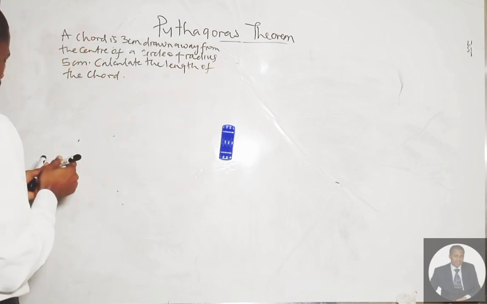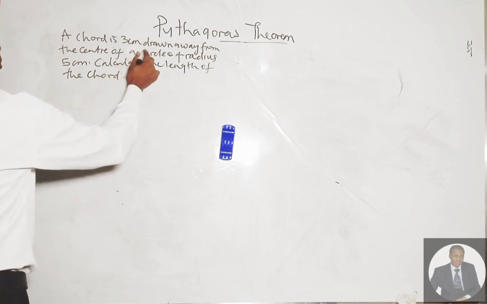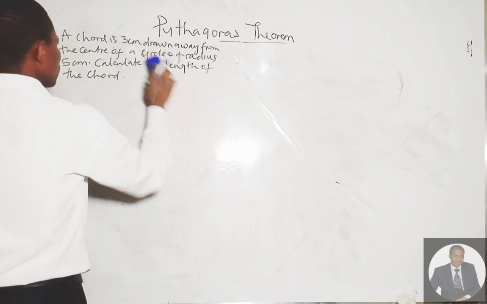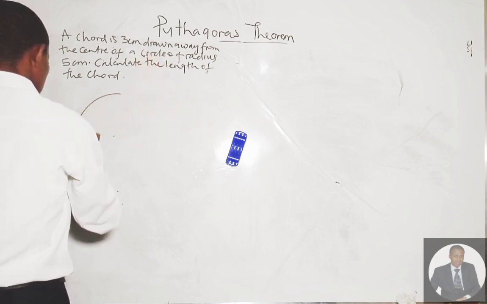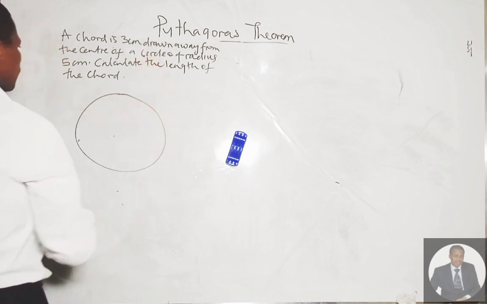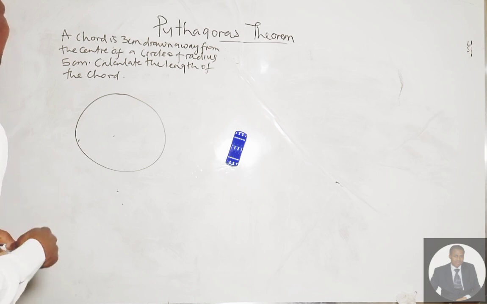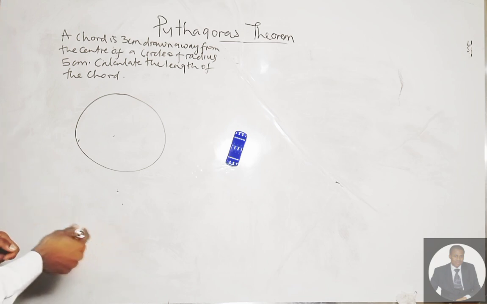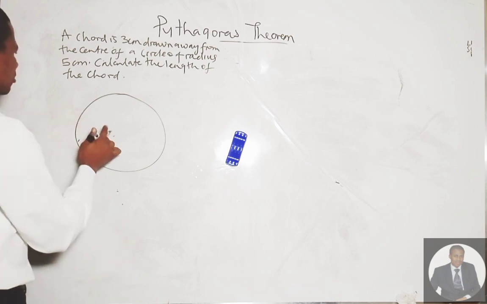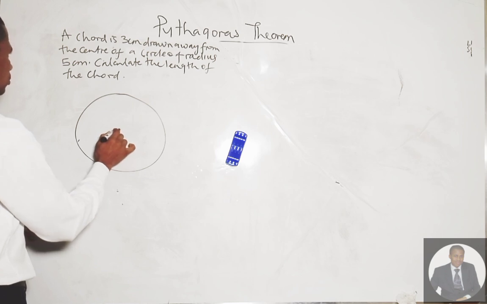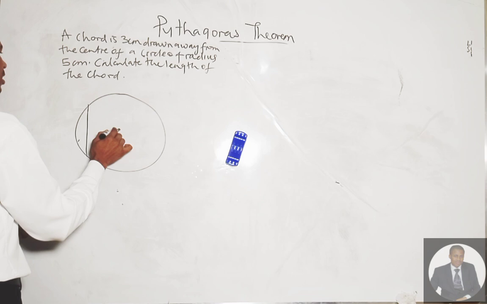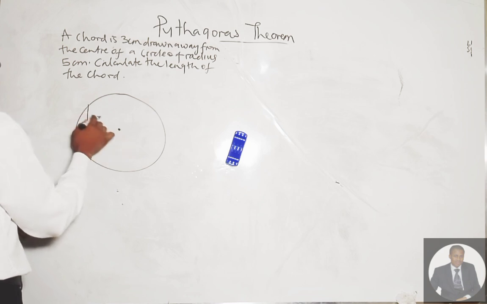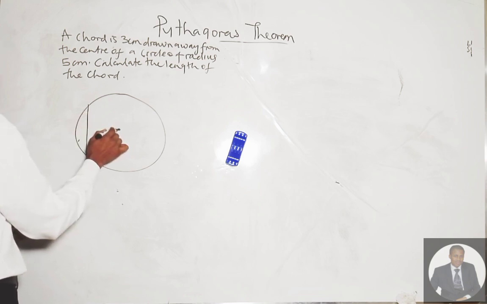In a question like this, what do we do? We draw the circle in question first. Let's assume this is the circle. And then we are told that a chord is 3 centimeters drawn away from the center. This is the center of the circle, and this is the chord.